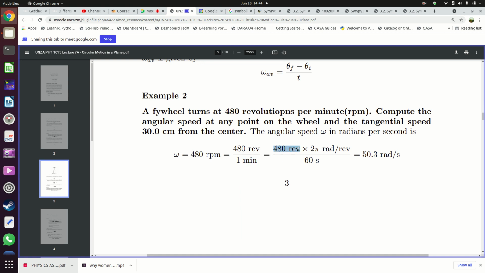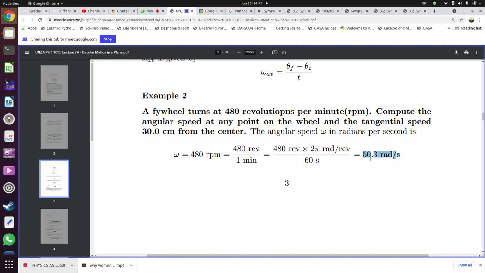480 revolutions multiplied by 2 pi radians divided by revolution, multiplied by 1 minute divided by 60 seconds. Using these conversion factors, you end up with 50.3 radians per second.